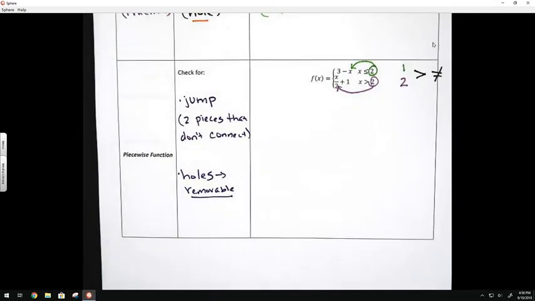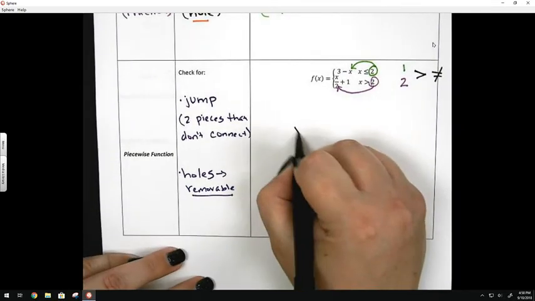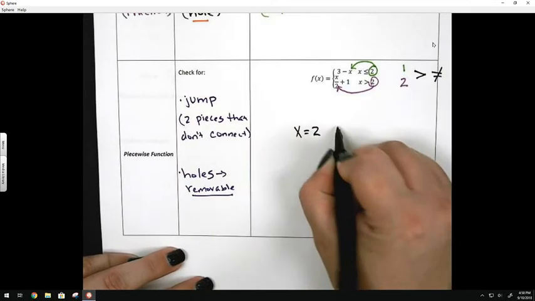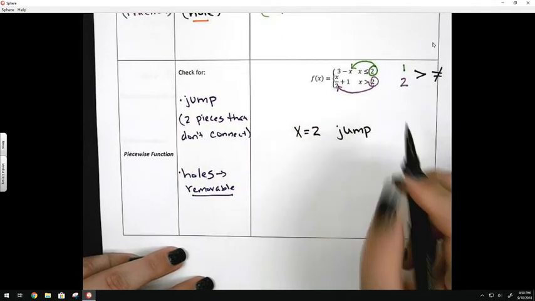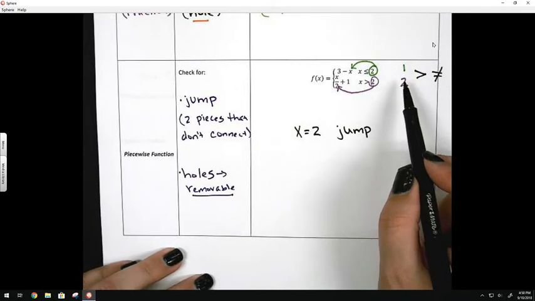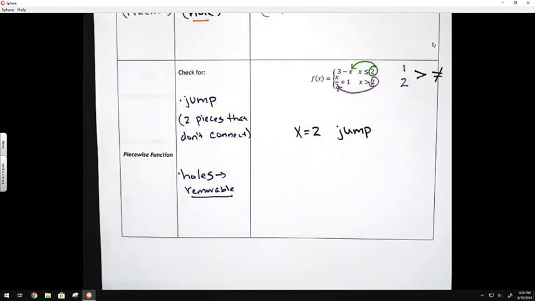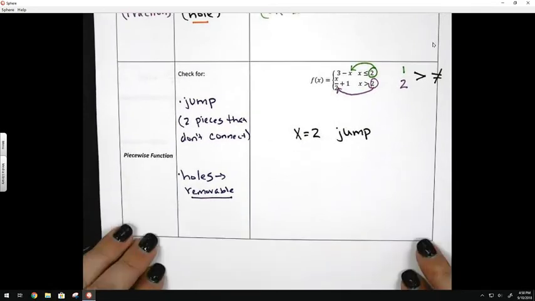I can say then that at x equals 2, there's a jump. Because I know that I'm jumping from 1 to 2. That's all it is. All right, we don't have to graph it. We don't have to do anything else. We can just say that there's a jump.